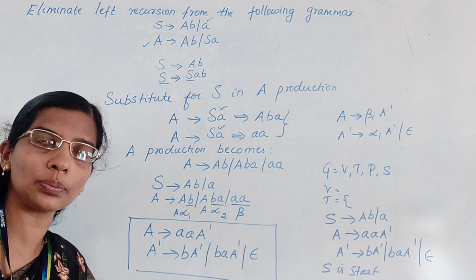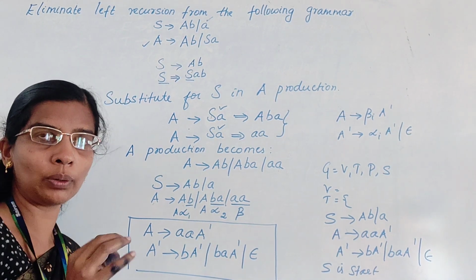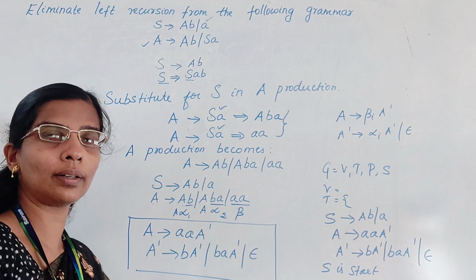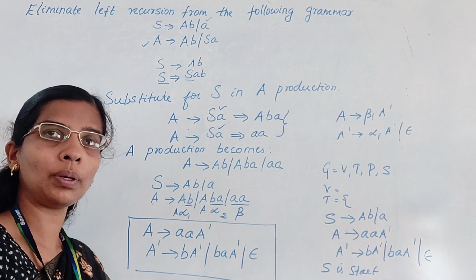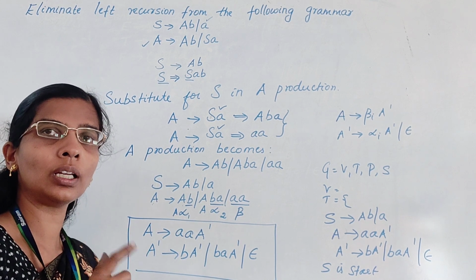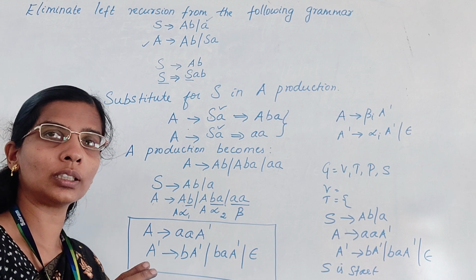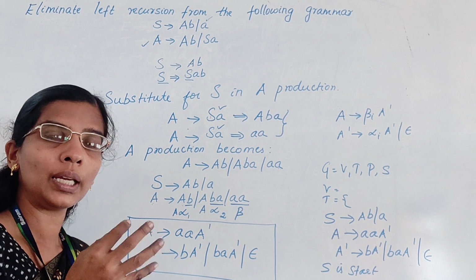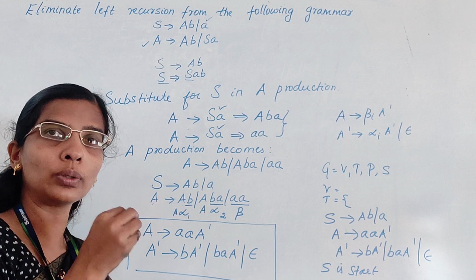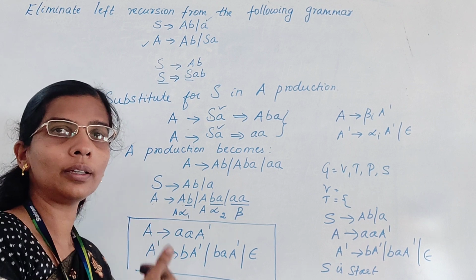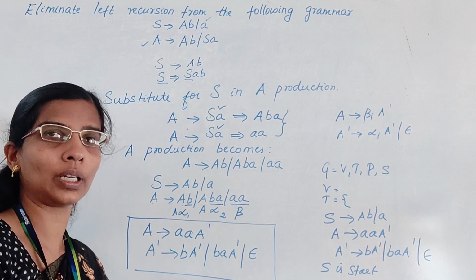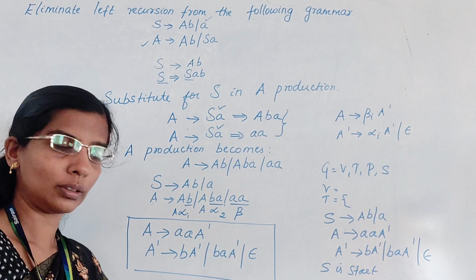Two examples we have seen. First example, direct left recursion. In the second example, we have seen indirect left recursion. If you have indirect left recursion, first eliminate that indirect left recursion by doing substitution, and then you can eliminate your left recursion.